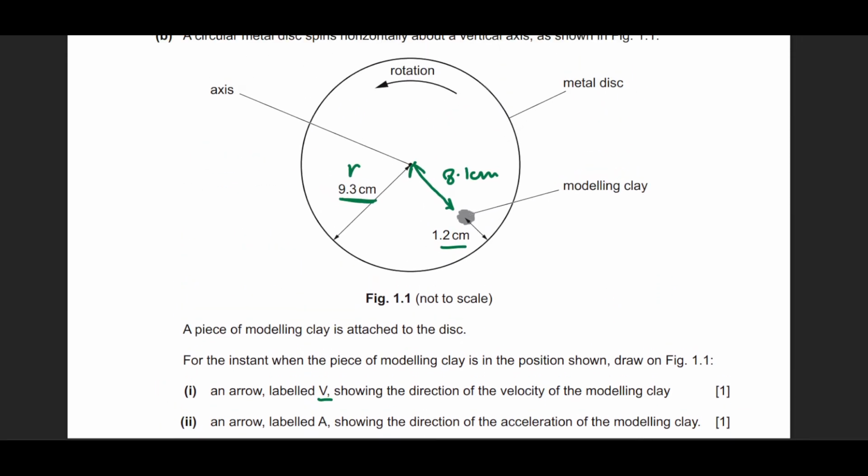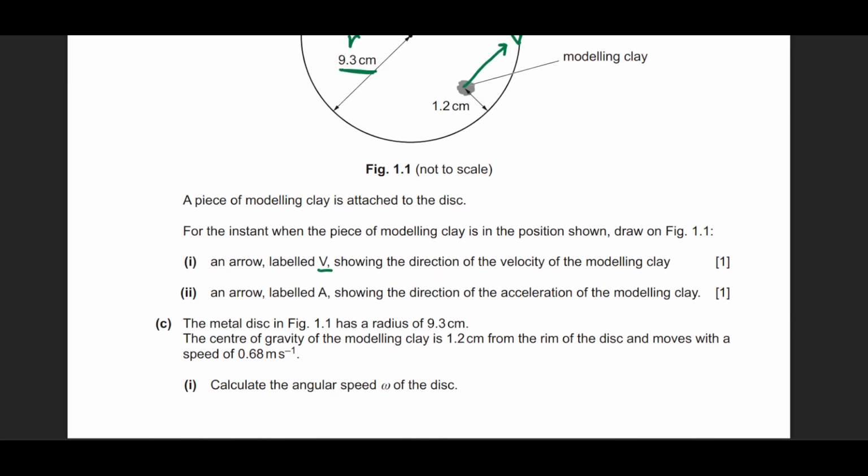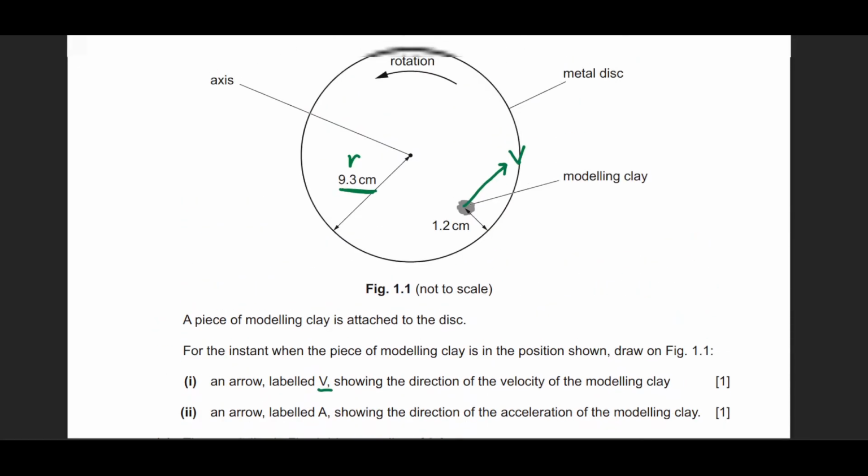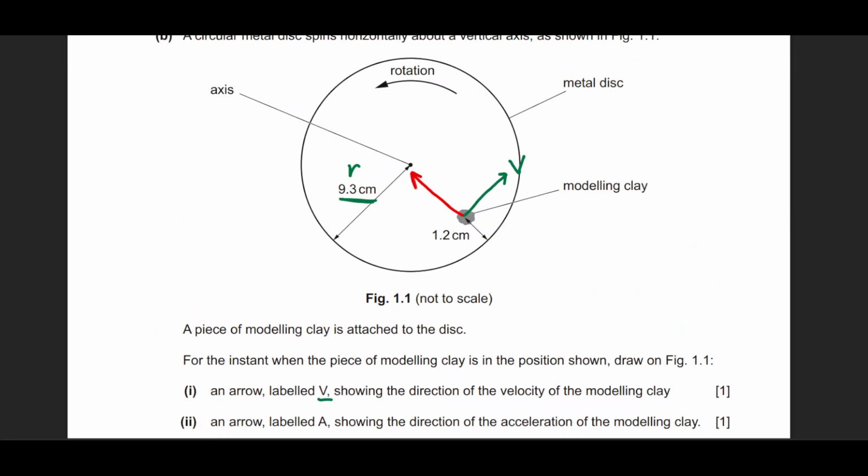Now we need to see in which direction this rotation is taking place. So if it was rotating like this, then the velocity would be coming like this. But since it's rotating like this, the vector component of velocity will actually be like this, making an angle of 90 degrees with the center. Then he says label an arrow A for the acceleration. Acceleration is always towards the center of the circle, in the direction of the resultant force. So this will be A.